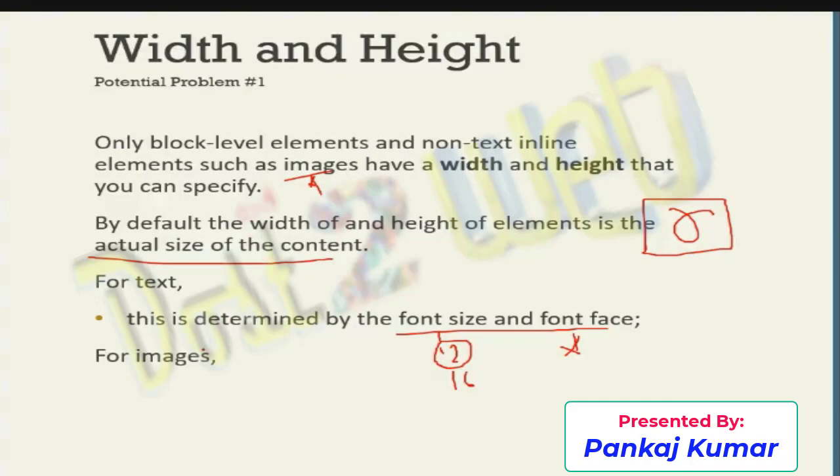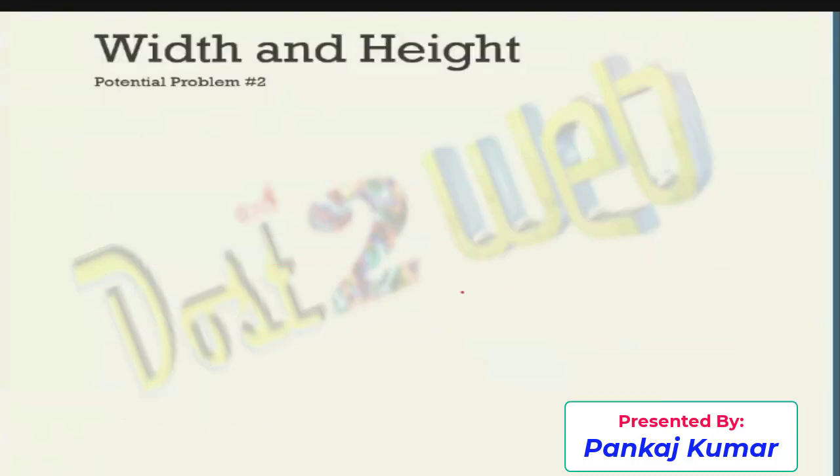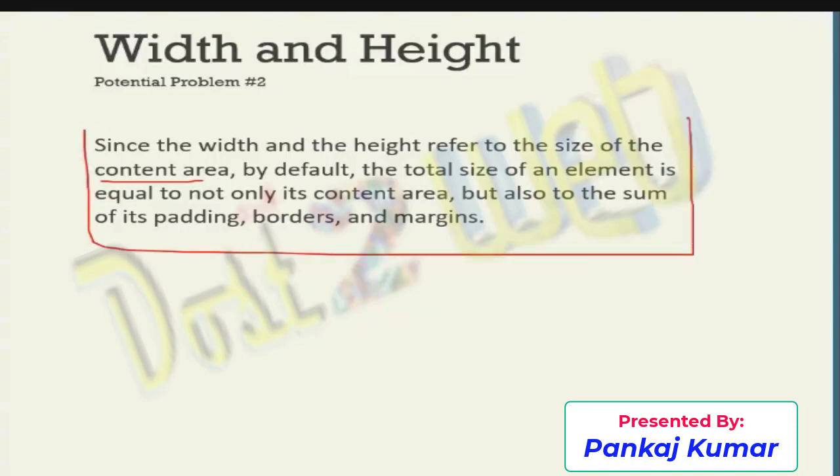Okay, and as I already mentioned, for the image, the height and width of the actual image in pixels will determine the box dimension. That means you have to define the height and width, and then use those dimensions. The second problem we have is that when you use height and width, they refer to your content area. That means I am defining this as my content area. So the content I am using is in the content area.